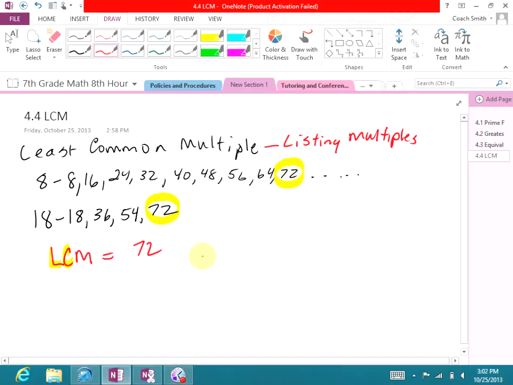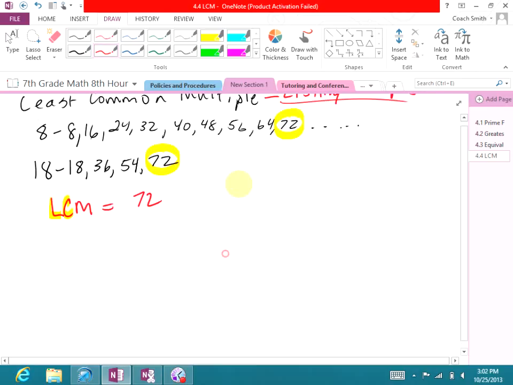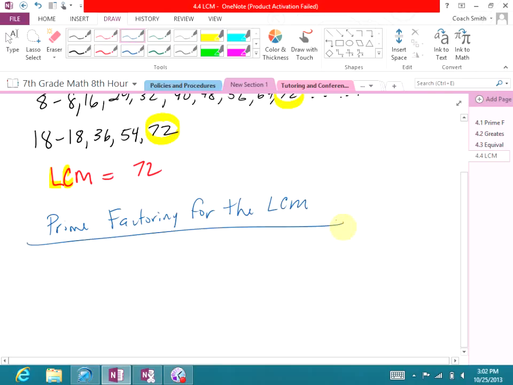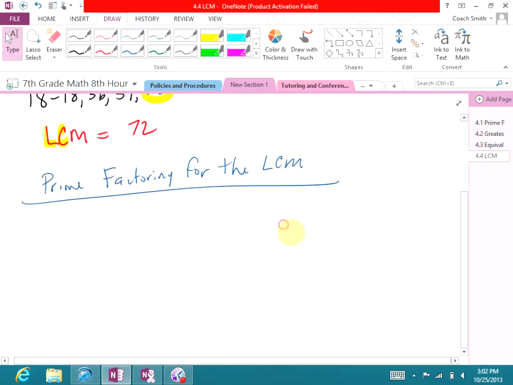Now, in a few minutes, listing multiples. Okay, the other way to do it is by prime factorization. Prime factoring for the LCM. Okay, now we look at those. I'm going to look at those same 2 numbers to show you, so you'll understand the difference between the 2.